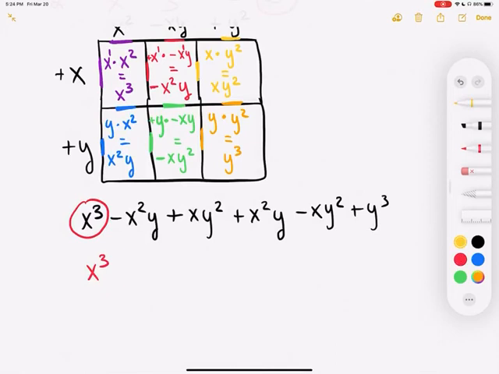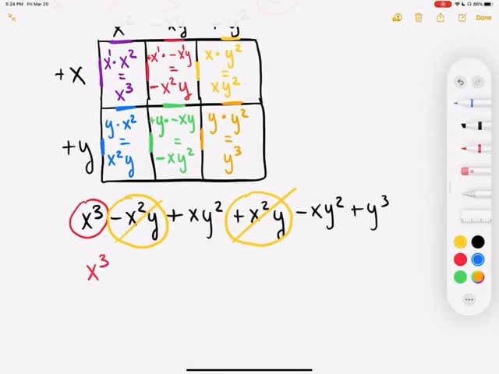For the second term, that's negative x squared y. And at this point, I can see I have a positive x squared y. So if I want to combine those two like terms, I have to add the coefficients. If I add the coefficients, that's negative 1 plus 1. Those are in reality going to cancel out. If they have the same coefficient and opposite signs, that means that those two are going to cancel out.